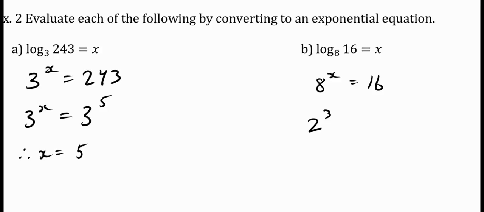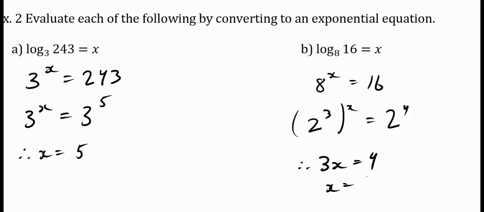So this is 2 cubed all to the x is equal to 2 to the 4th. And so 2 cubed all to the x is 3 times x. So therefore 3x equals 4 and x equals 4 over 3. Don't forget to go to the final step and figure out what x actually is. Some people stop there because they're not used to going one further step. So make sure you go all the way.